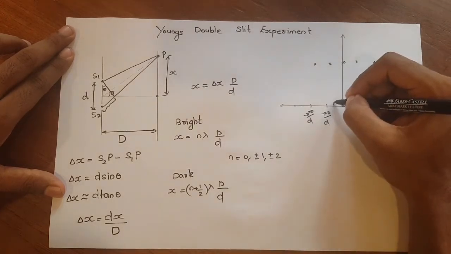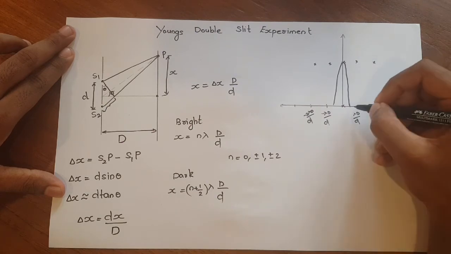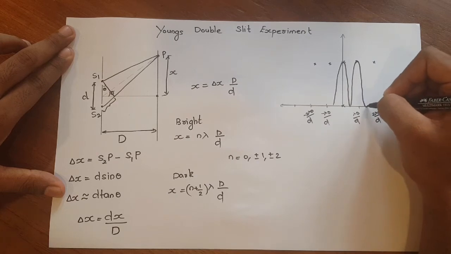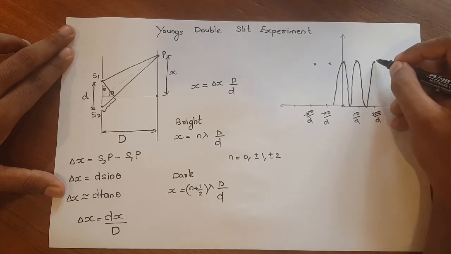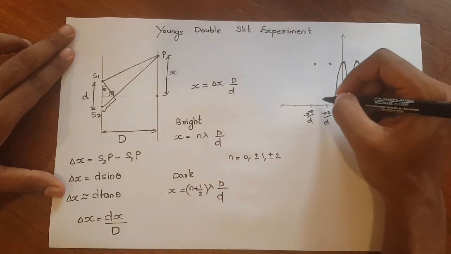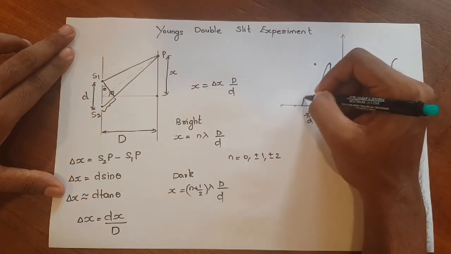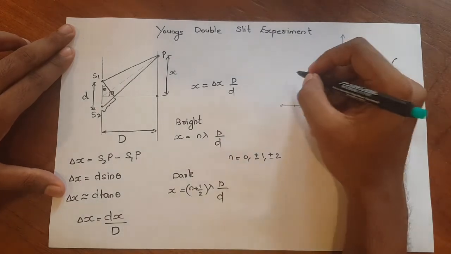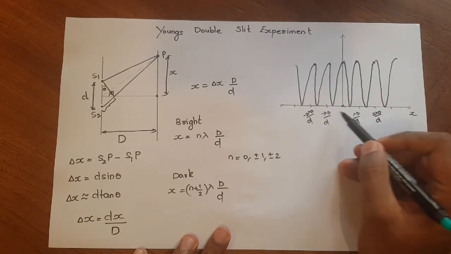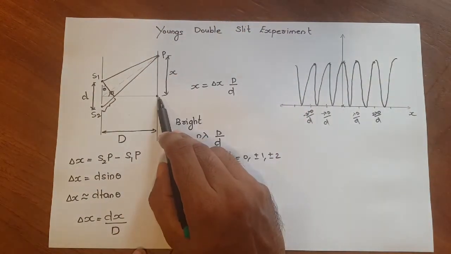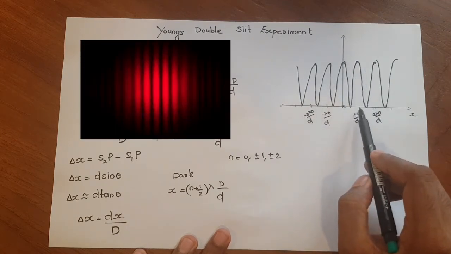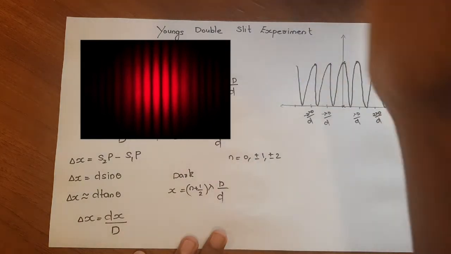So if I plot the intensity pattern, it will look something like this. Here it is 0.5 lambda D by d. Again at lambda D by d bright, 1.5 lambda D by d dark, 2 lambda D by d bright, 2.5 lambda D by d dark, 3 lambda D by d likewise. Similarly, I can extend this side also. So this is the intensity pattern which we will observe on the screen. This is the center of the screen because there x equal to 0. At the center of the screen we will get a bright point. Then we will get a series of dark and bright fringes distributed uniformly over the screen.